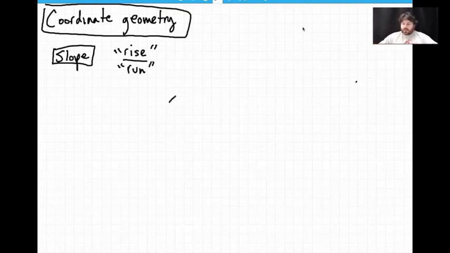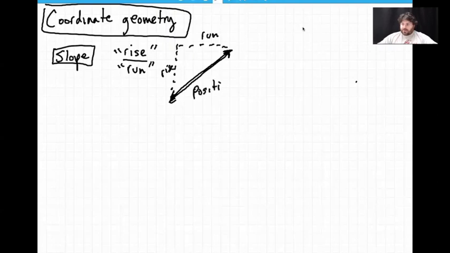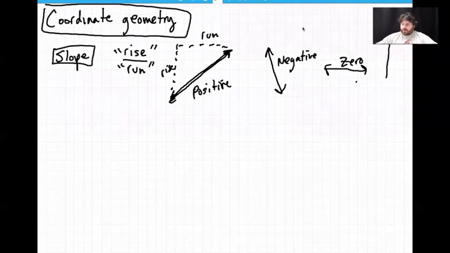So if I had a line that did this, I would say, okay, this distance here is my rise, this distance here is my run. When I do the rise divided by the run, I get what's called the slope. So first of all, when you see a line going up from left to right, we're going to call that positive slope. When you see a line going down from left to right, we're going to say that is negative slope. If it's flat, we say it has slope of 0. And if it's vertical, we say it has slope that is undefined.